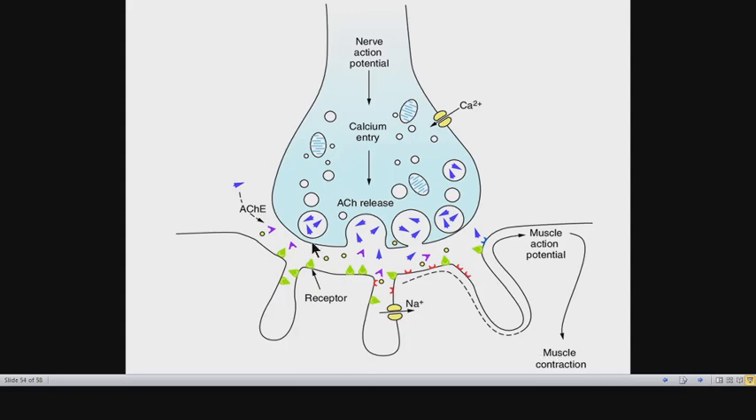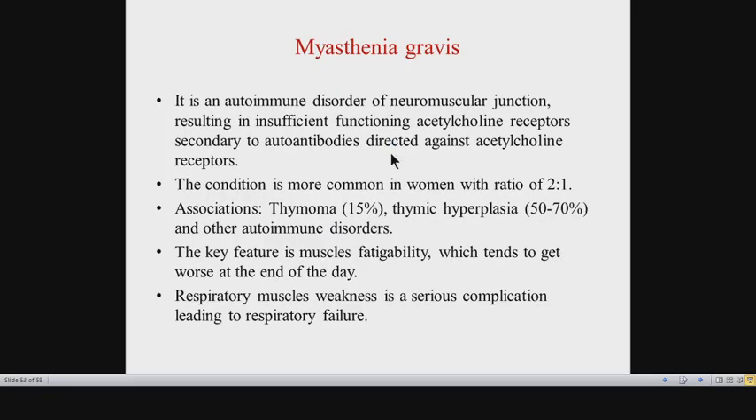Also, these autoantibodies not only block these acetylcholine receptors, but will also lead to activation of the complement system. An activated complement will initiate an inflammatory reaction in the muscle fiber in the postsynaptic membrane, and this inflammatory reaction will lead to destruction and loss of more acetylcholine receptors. So we have deficiency and insufficient acetylcholine receptors due to block of these receptors by autoantibodies and due to reduction in the number of the receptors due to the inflammatory process which is initiated by this autoimmune reaction.